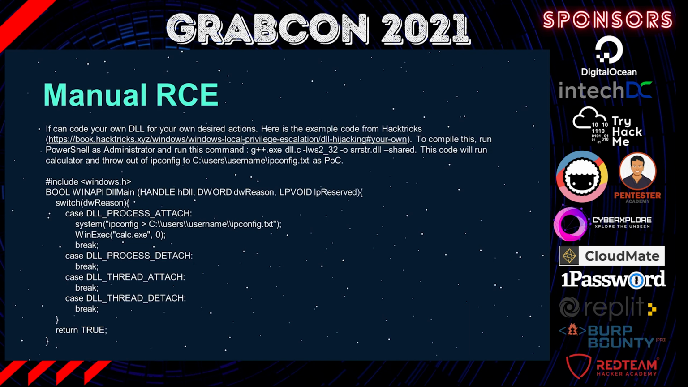What you have to do is just run PowerShell as administrator and run this command to compile this code, and this code will simply run the calculator and throw some ipconfig data to the given path of the file, like C:\Users\username\ipconfig.txt. Just for a POC, like if you are on some kind of pen test and you want to show the client that this thing is possible, and for the proof of concept, you could give them a demo like opening a calculator or throwing some data to a file or any kind of related thing.